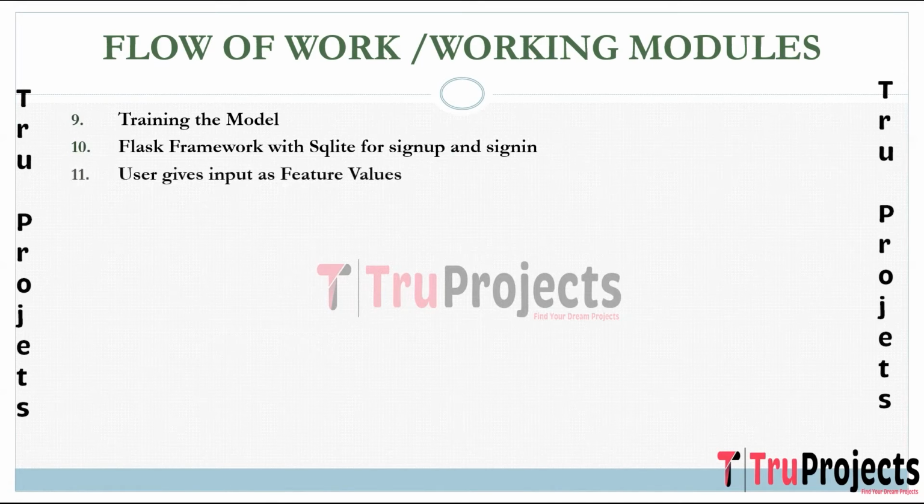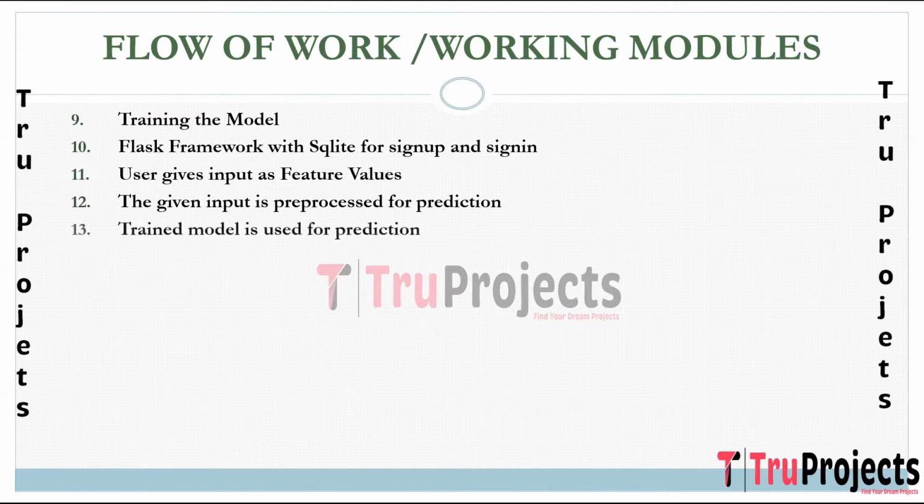User gives input as feature values. Users input their feature values relevant to cardiovascular disease prediction. The given input is pre-processed for prediction. The input provided by the user is pre-processed to ensure that it aligns with the format expected by the trained machine learning model. Trained model is used for prediction.